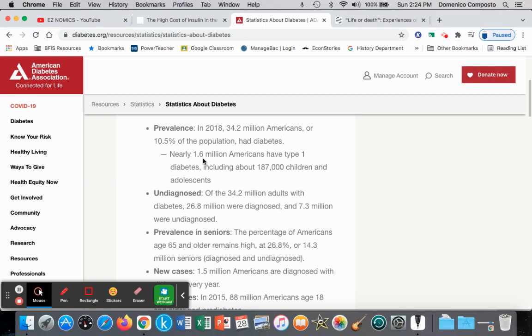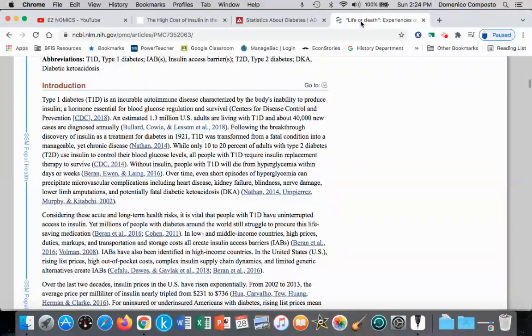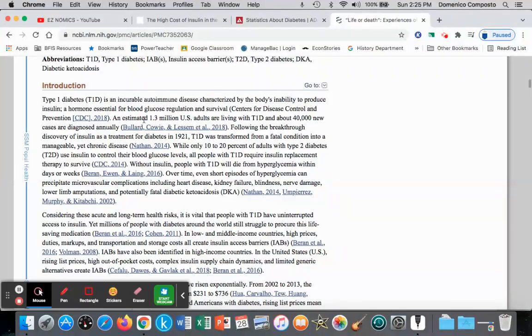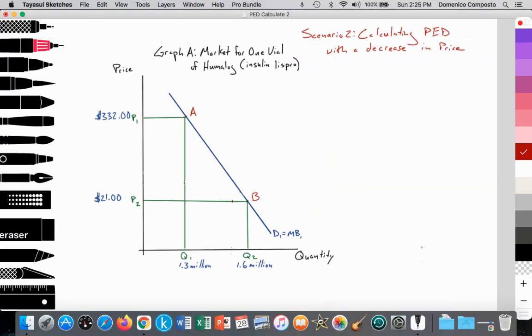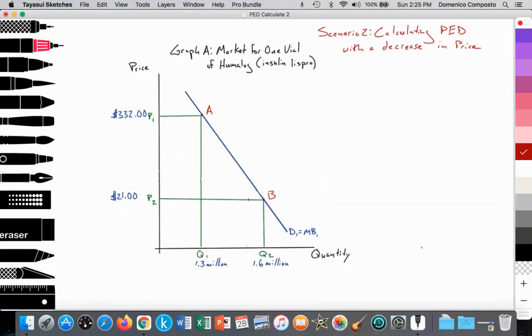2018 estimated that type 1 diabetics, there were about 1.6 million of them in the United States. Of that number, 187,000 being children and adolescents. But in another study, it stated that I think in 2018 there was an estimated 1.3 million US adults with type 1 diabetes. So that previous video used that data, and we calculated PED as you would be expected to do on a potential paper 2, paper 3 for higher level students.